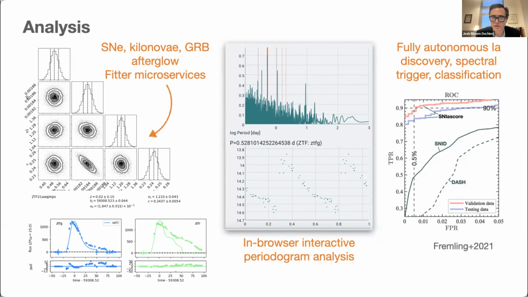We also have an in-browser interactive periodogram analysis. So if you've got a variable star and it doesn't yet have a known period, you can go in by hand and run Lomb-Scargle periodograms and actually interact with the system and save those periods.